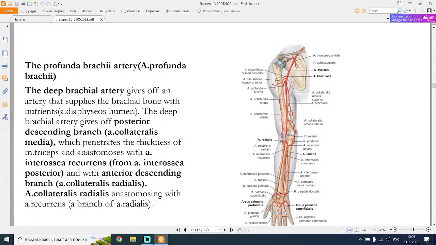Anastomosis between arteria profunda brachii, arteria collateralis media, and arteria collateralis radialis. Anastomosis. Arteria collateralis radialis anastomosing with arteria recurrens radialis.